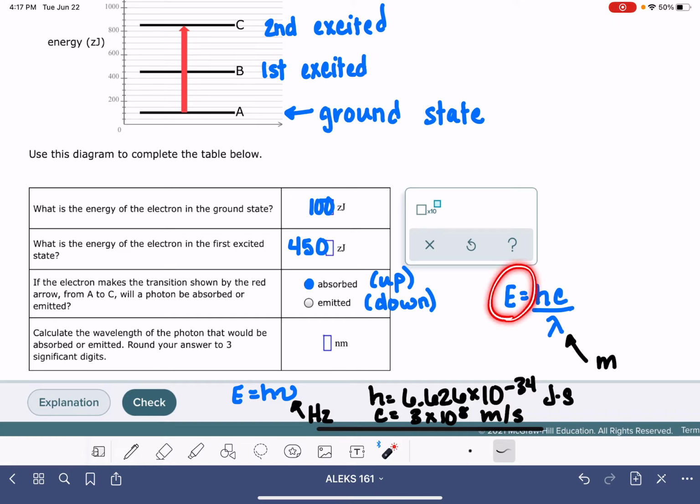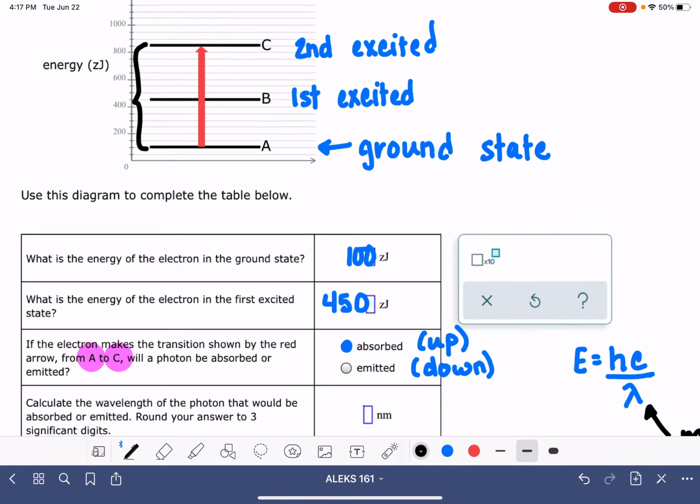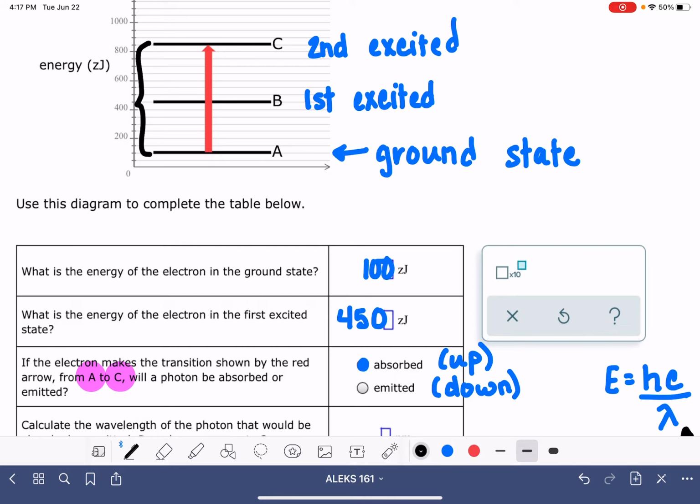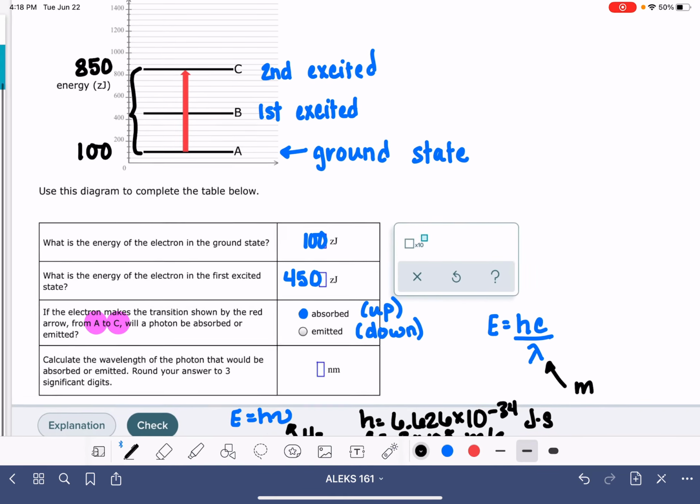And then last but not least, the E that we have in both of these equations is going to be the difference in energy between the two states that the problem is asking you about. Since this problem is asking me about the transition from A to C, the energy that I'm going to use in my calculation is the difference in energy from A to C. So I have to read the energy again. The energy for state C looks like it's at 850 zeptojoules. And for A, we've already read that one, that's 100. Again, we're looking at the difference in energy.